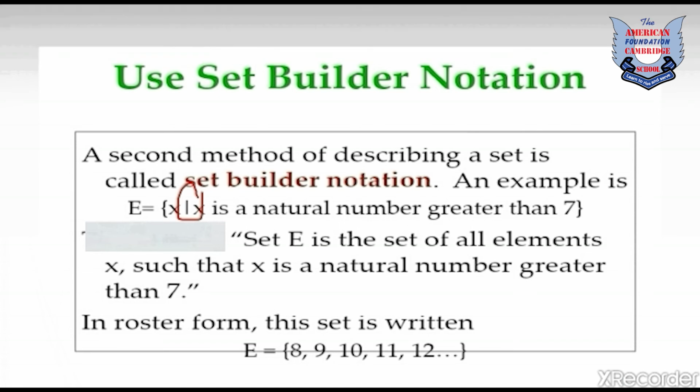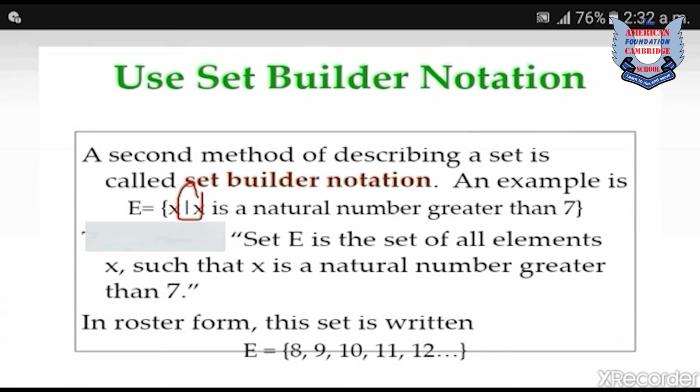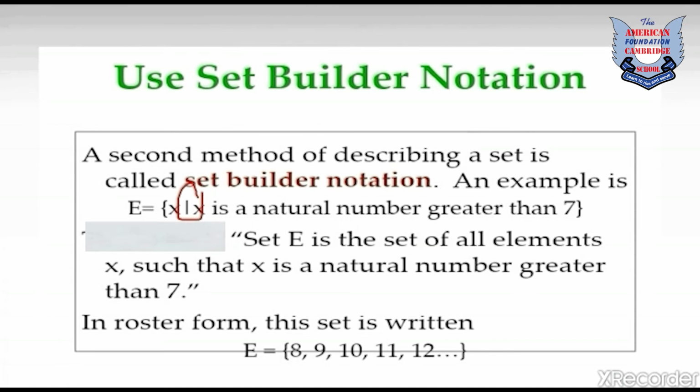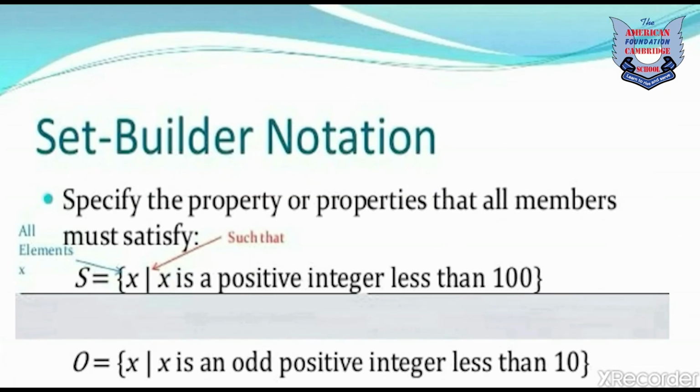This symbol is called "such that". If you want to write this set in tabular form or roster form, you can write it like this. Set E is equal to 8, 9, 10, 11, 12 and the list continues. These are the natural numbers greater than 7. This will be an infinite set. So in set builder notation, you must specify the property or properties that all members must satisfy.